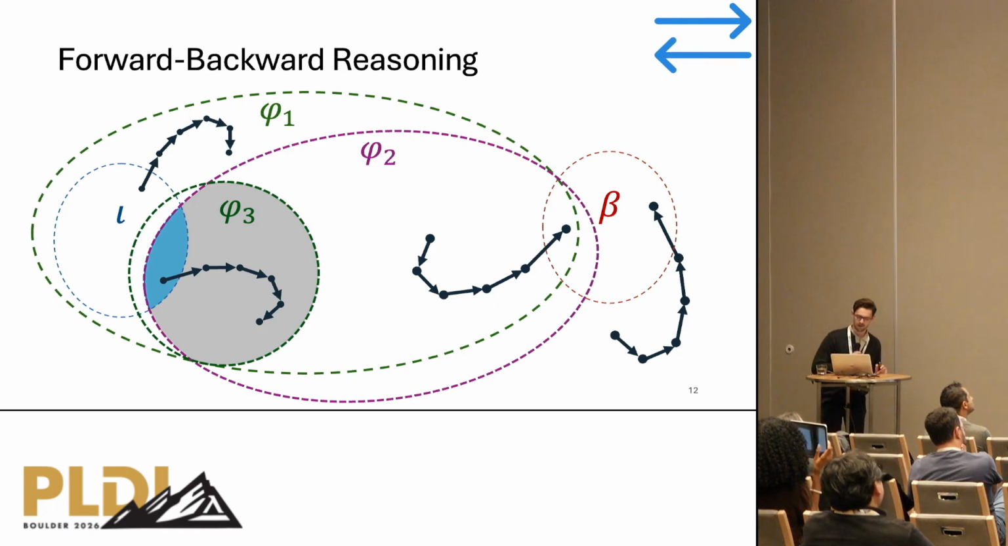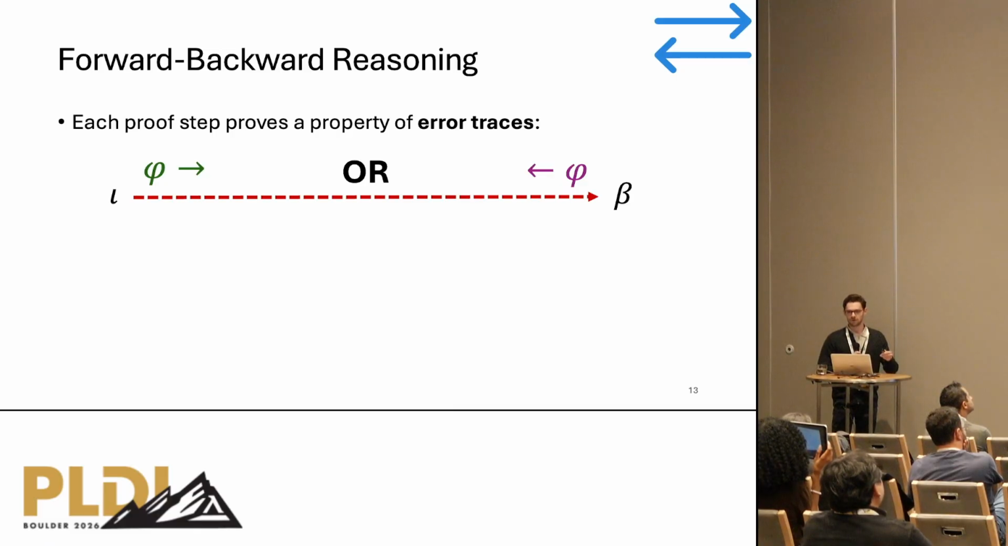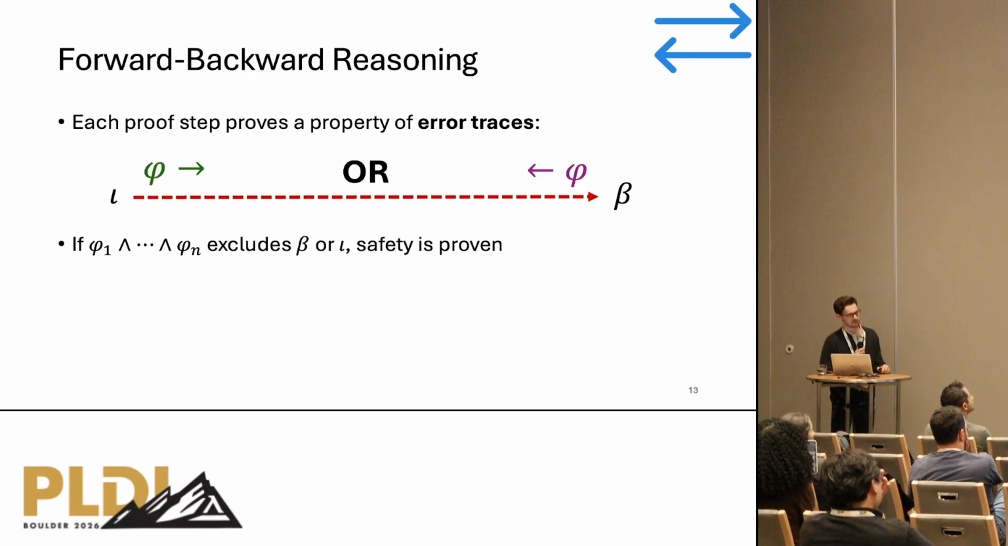So intuitively, why is this proof of safety? Well, you can think about this kind of proof as accumulating properties of error traces, right? In each step, we added either a forward inductive invariant or a backward inductive invariant, which proves the property of error traces. And if we manage to exclude either the bad states or the initial states, then we have managed to prove safety of the system.